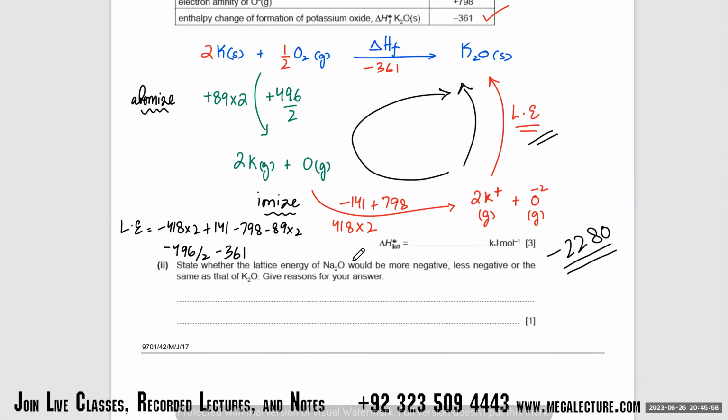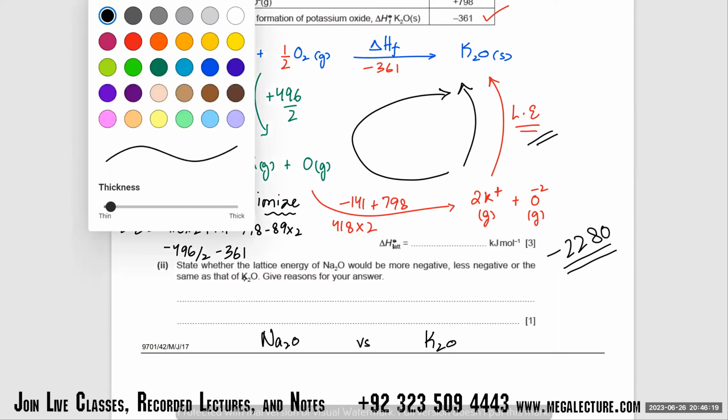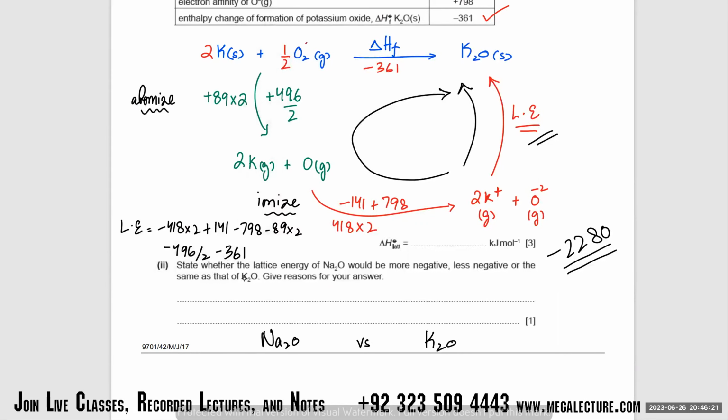whether the lattice energy of sodium oxide will be more exothermic, less exothermic, or the same compared to K2O. So Na2O versus K2O. Who has the stronger lattice? Which one of these will have the stronger lattice?